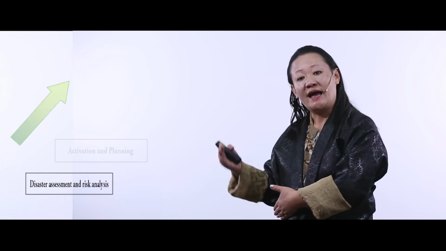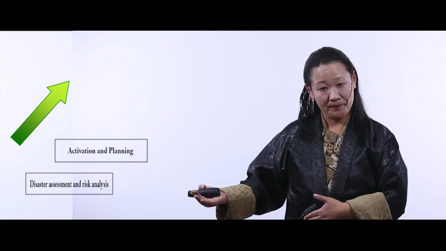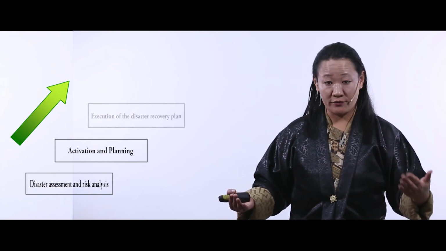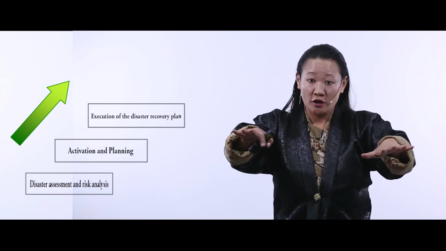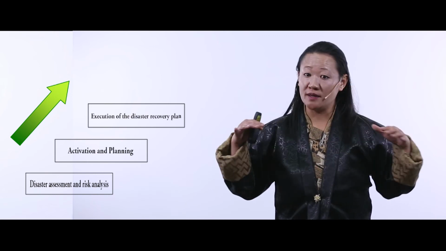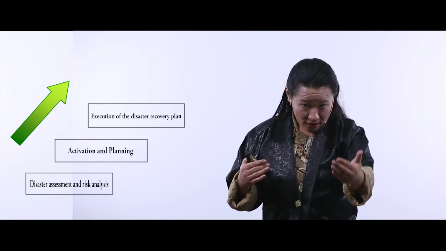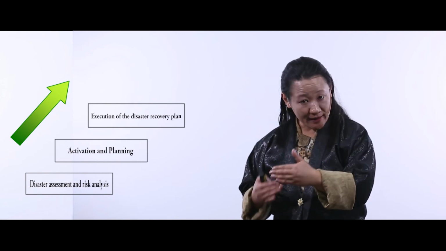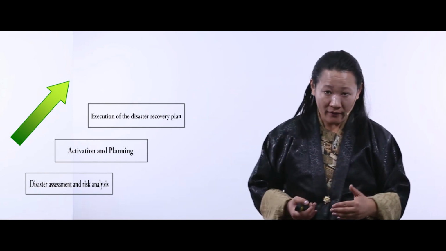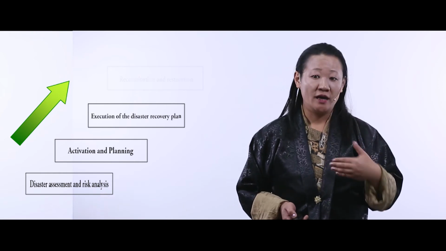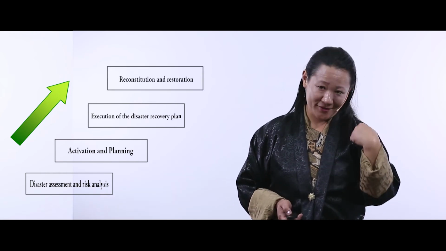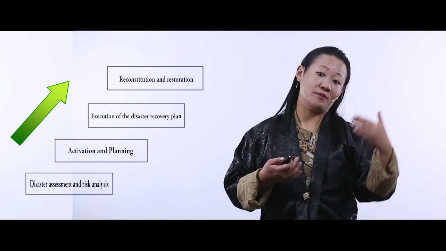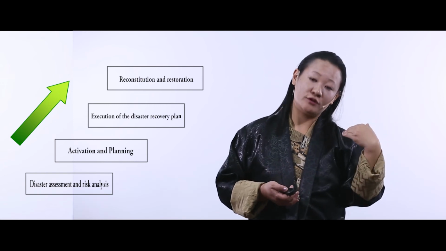And the second step is activation and planning. The plan comes alive. Then the execution of the recovery plan. Now we need to execute the plans, the policy, the system that we have framed. It has to be executed for the disaster as a recovery plan. Then the final stage is where we have the reconstitution and restoration, bringing back the community to a better phase, better than what it had been before the disaster.